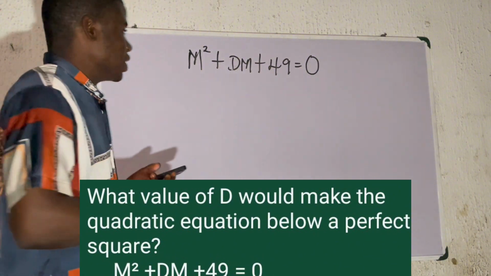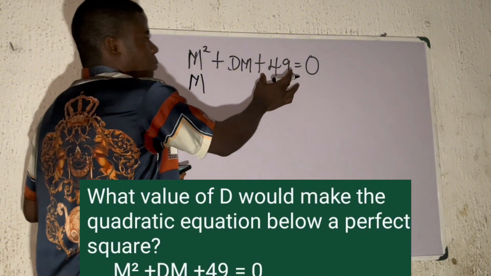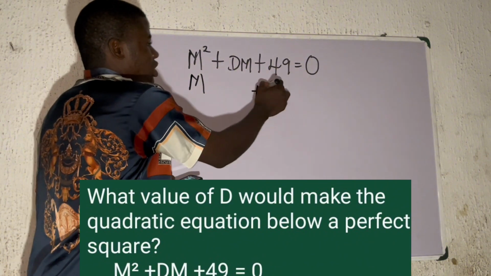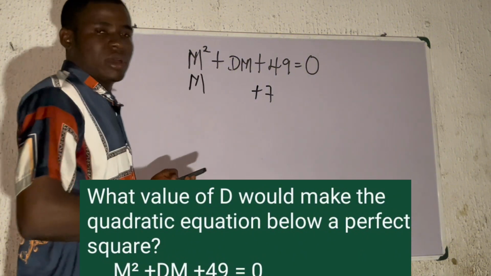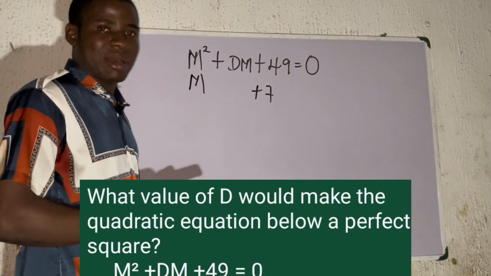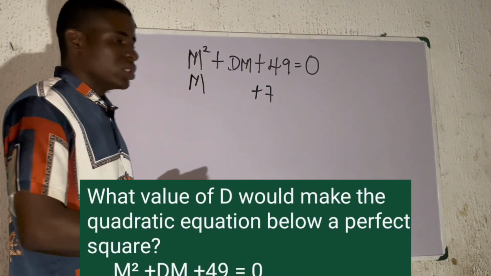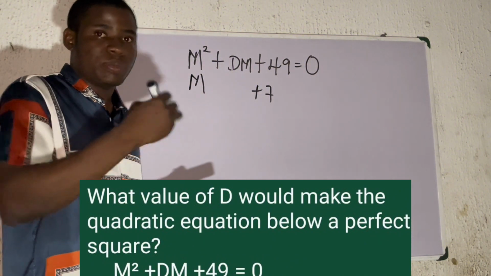Does it make sense? Now, the square root of m squared is m. The square root of 49 is plus or minus 7, but I'll take plus 7 because of the plus sign of b that I'm having here. Does it make sense?